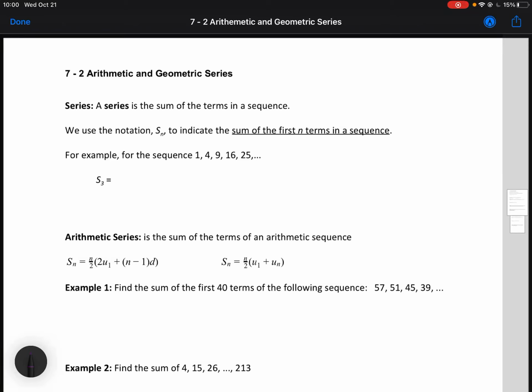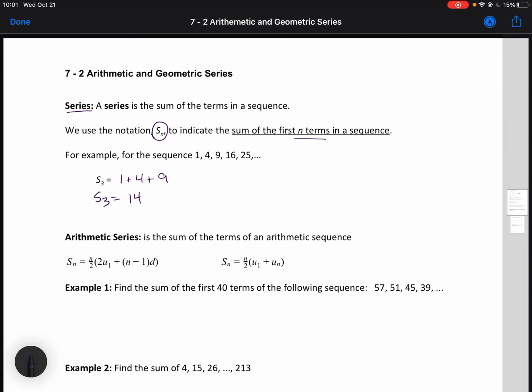Arithmetic and geometric series. A series is the sum of the terms in a sequence. So we use the notation S subscript n to indicate the sum of the first n terms in a sequence. For example, for the sequence 1, 4, 9, 16, 25, S subscript 3 would just be the sum of those first three terms, which will give us 14.